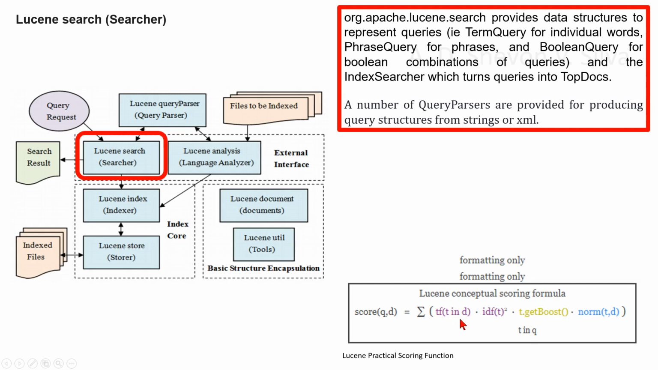Note that TF T in Q is assumed to be 1, and therefore it does not appear in this equation. However, if the query contains the same term twice, there will be two term queries with that same term, hence the computation would still be correct, although not very efficient. The default computation for TF T in D in classic similarity is TF T in D equals frequency to the power half.